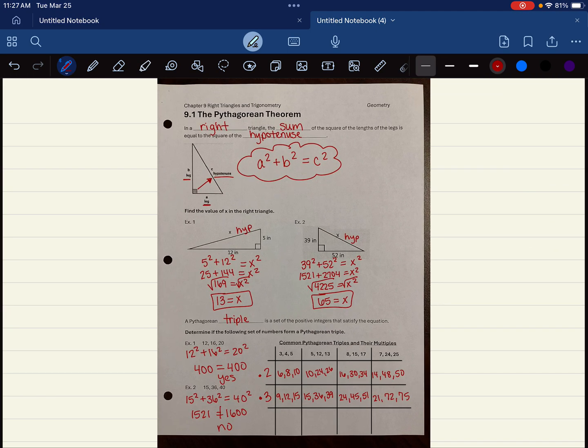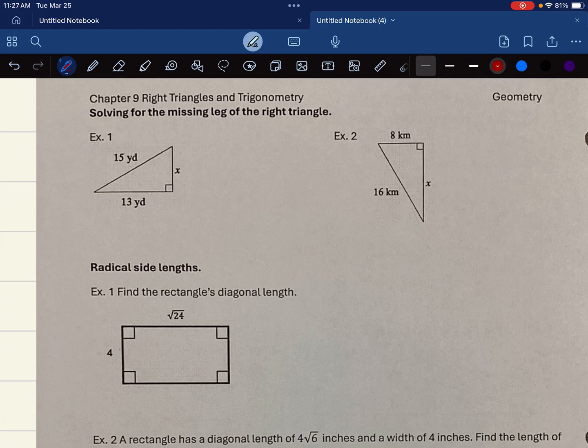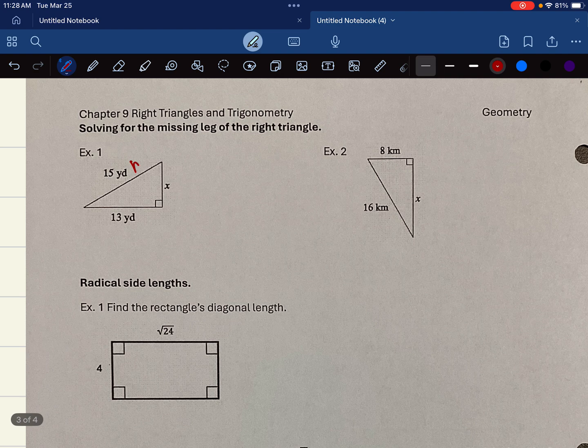Okay, back page. Let's go quick. All right. Same thing on the back page. It's asking us to solve for the missing leg of a right triangle. What formula can I use to solve for any missing side of a right triangle? Okay, the only thing I need to identify is which part of the triangle. Which is what? 15 is my hypotenuse.